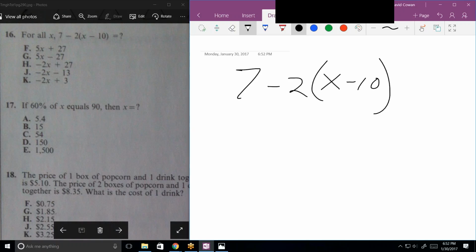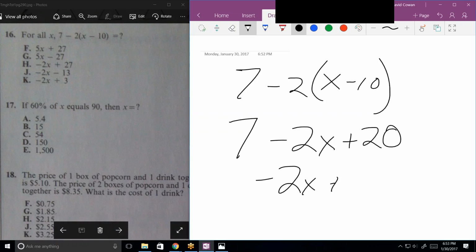Let's start with the 7. Now let's distribute the minus 2. So you get minus 2x, and then you multiply the minus 2 times minus 10, and you get plus 20. Now when you simplify that, you get minus 2x plus 27. Yeah, that's what I got. That answer's on there.